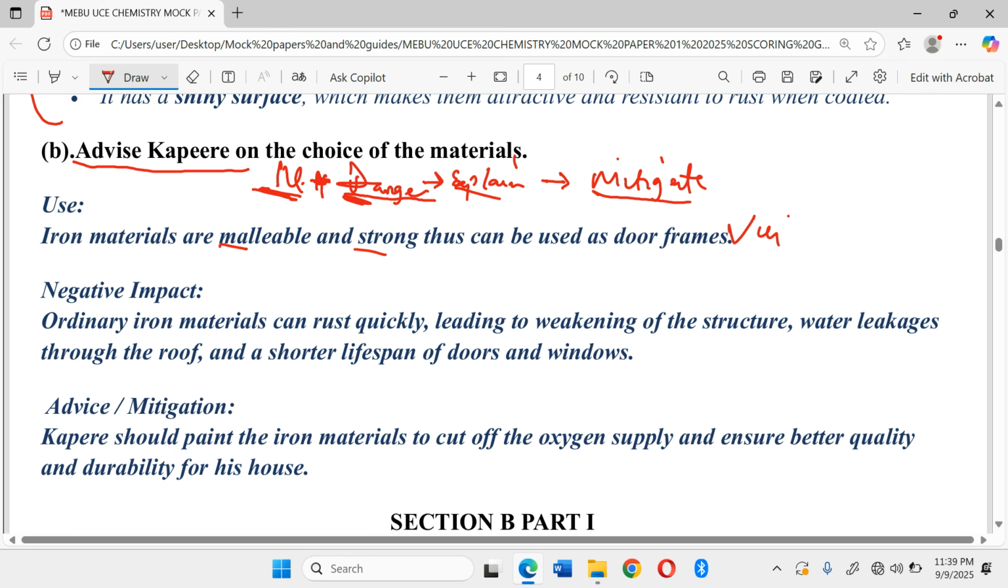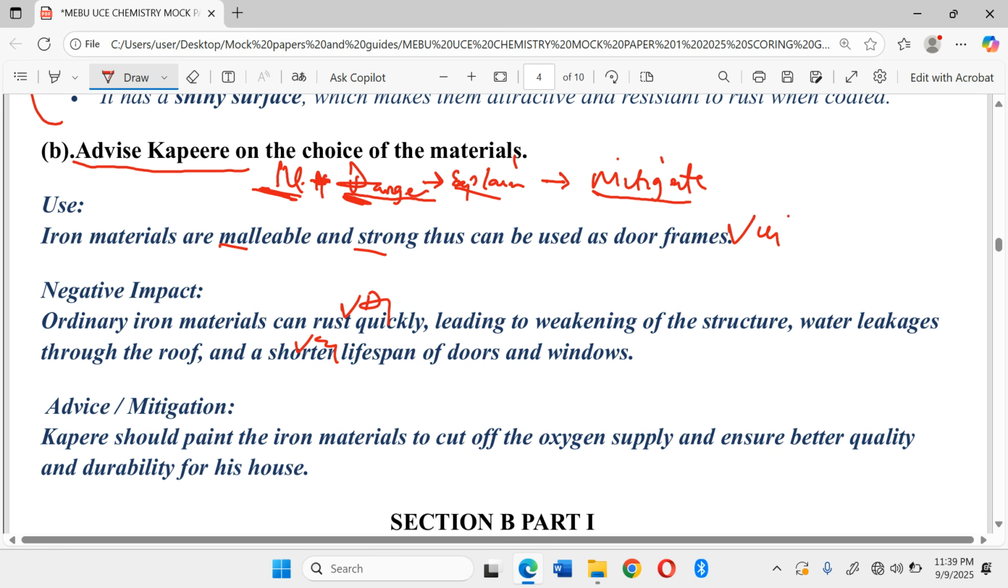So that's how we have been able to summarize, and you can see at the end of it all, we have a very good advice that we are giving to Capelli. So we are saying that the use, iron materials are malleable and strong, thus can be used for door frames. So that is the use. Then we are saying that ordinary iron materials can rust. That is the danger, leading to weakening of structure, water leakages through the roof, and shorter lifespan of doors and windows. So you can see that is the effect.